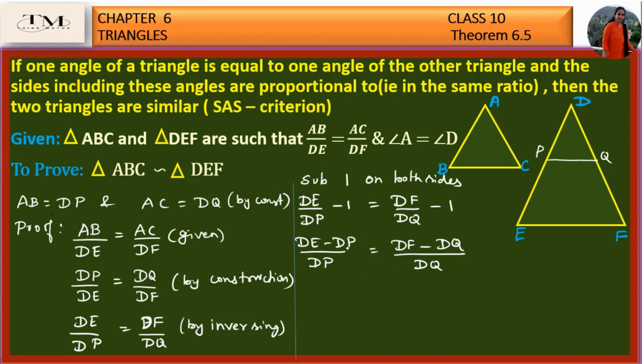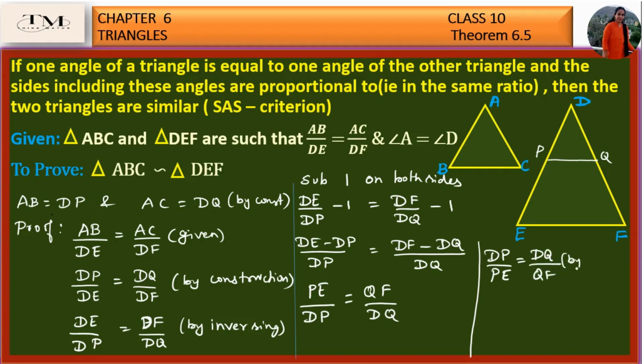So DE minus DP. DE is the full side and DP is this part, so DE minus DP will be equal to PE. So PE divided by DP is equal to, in the same way, DF minus DQ, which is QF, so QF by DQ. Again you can invert this. If you invert this, you will get DP by PE equal to DQ by QF, by inversing.